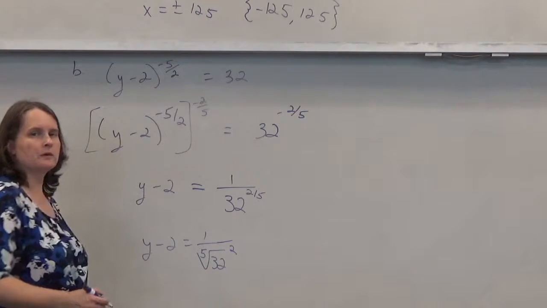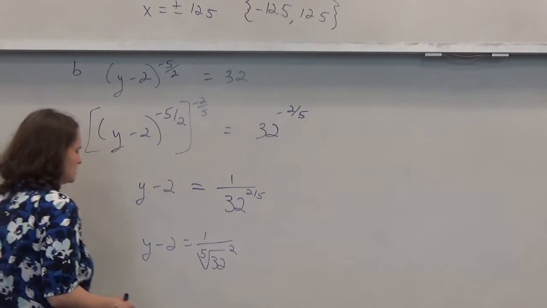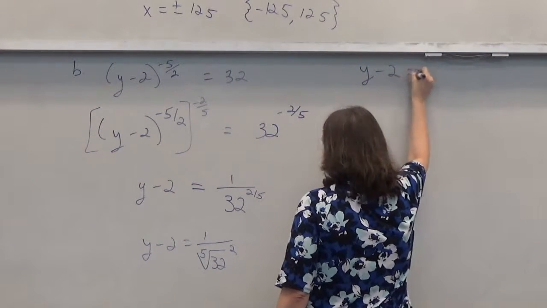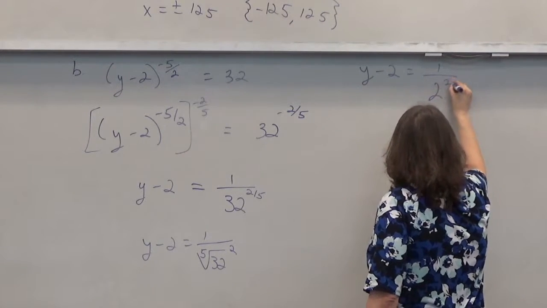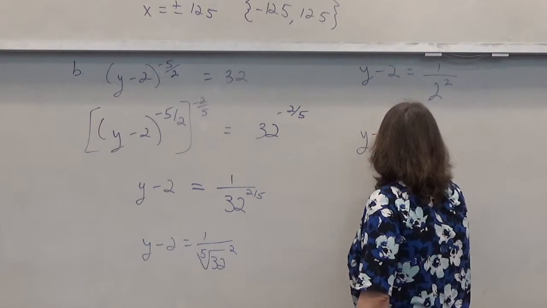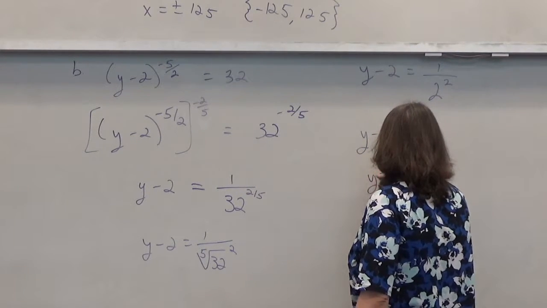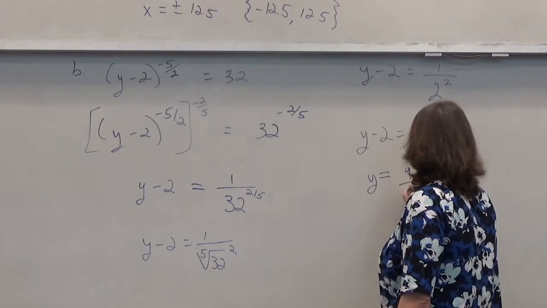And what is the 5th root of 32? The 5th root of 32 is 2. So we've got y minus 2 equals 1 over 2 squared. So y minus 2 equals 1/4. Add 2 to both sides and you get y equals 2 1/4 or 9/4.